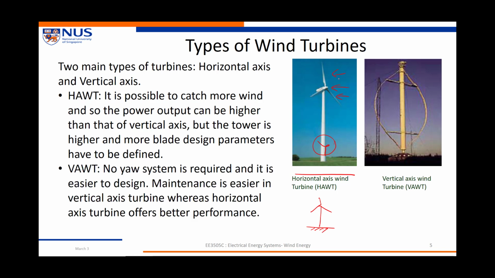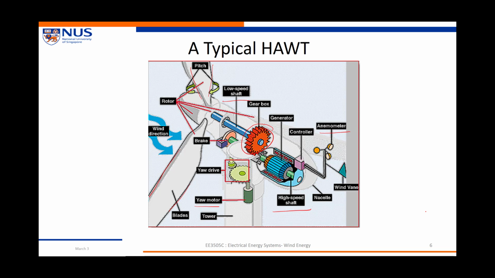In a vertical axis wind turbine, the rotation is along this axis, so we don't need any yaw system. The maintenance is much easier in a vertical axis turbine, whereas horizontal axis turbines offer much better performance. A vertical axis wind turbine can also operate at very low wind speeds, while horizontal axis wind turbines are generally operated at slightly higher wind speeds. Now let's have a look at a typical horizontal axis wind turbine.